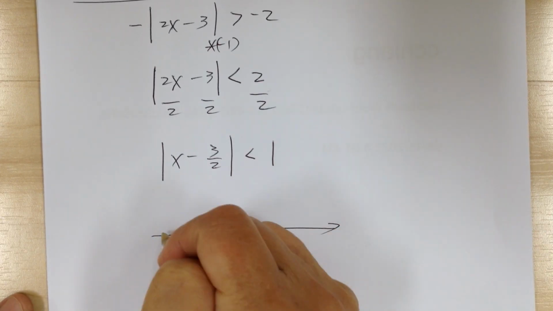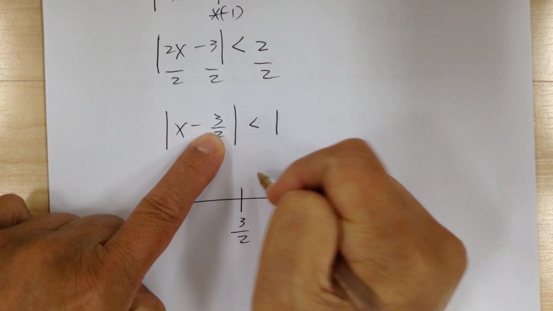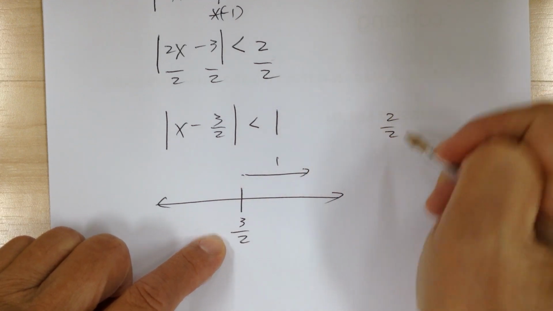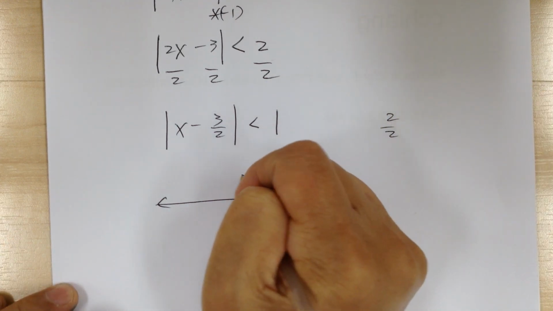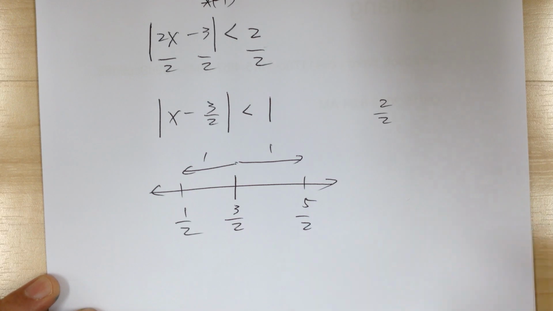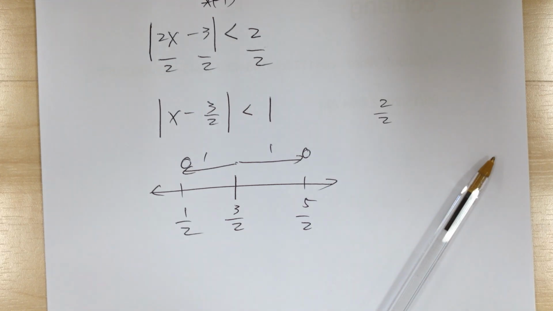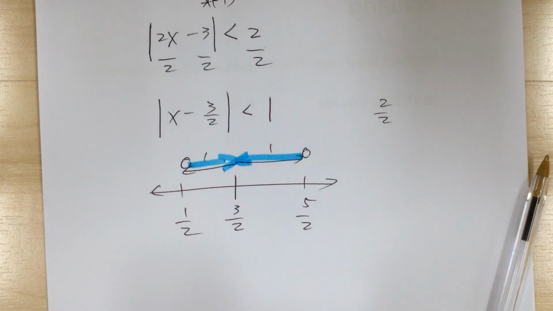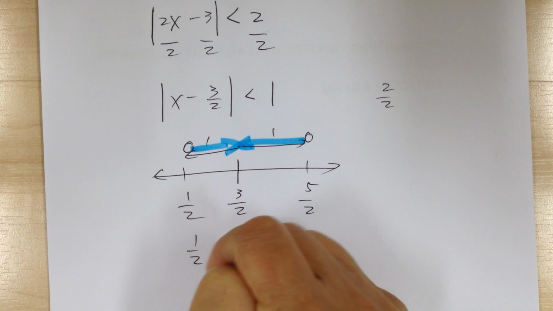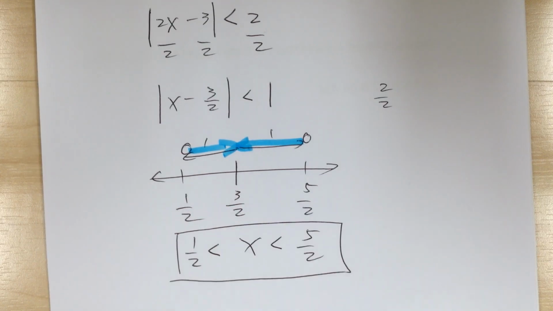Okay, then after that, you can go and start the graph. So your starting point is 3 over 2, and your distance is 1. So this is 2 over 2, right? So it becomes 5 over 2, and you go 1 this way, so it becomes 1 over 2. And so this is going to be an open circle, and this will be pointing toward the starting point. So this will go toward the starting point. Therefore, your final answer would be 1/2 is less than x is less than 5 over 2. Okay?